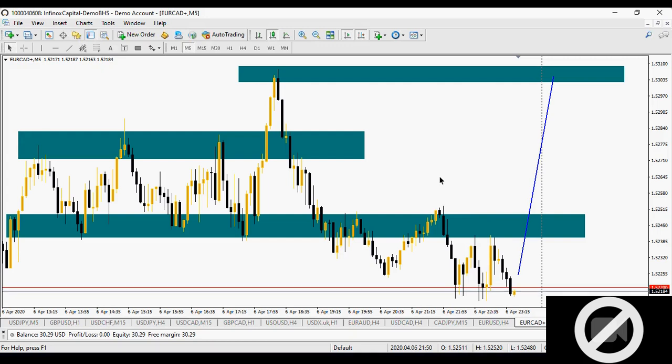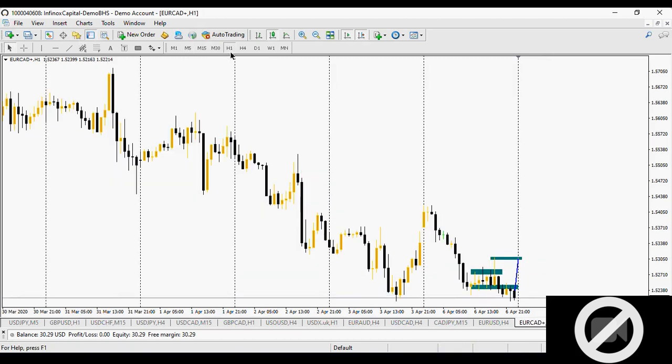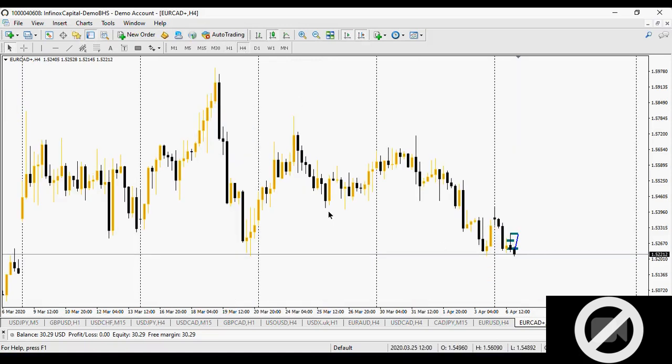Most often, sometimes, not all the time, but most of the time, whenever a support level is broken, it converts to a resistance level. And whenever a resistance level is broken, it converts to a support level. Alright, so you can see this market is now trying to go back up, just like it's repeating what? History. It's repeating history. Now, let me show you what I mean by support turning to resistance.